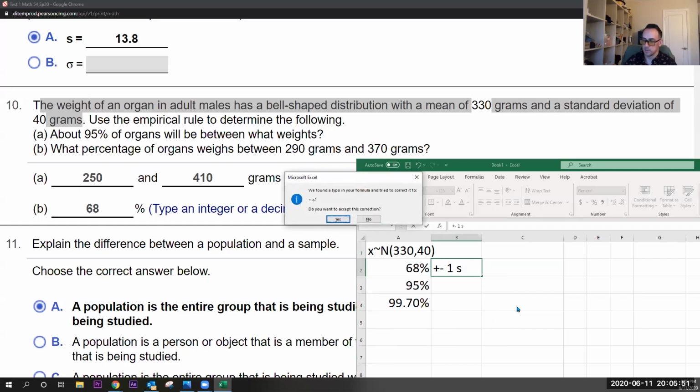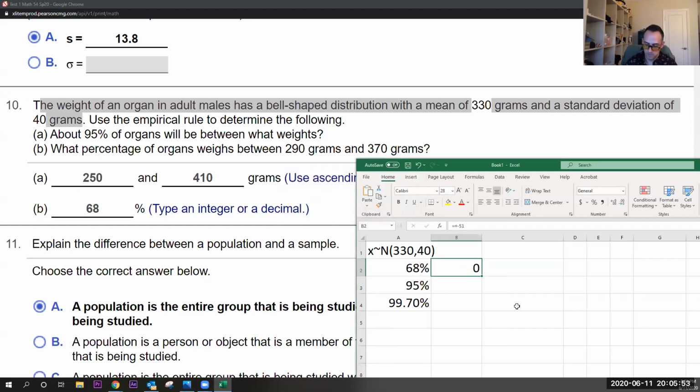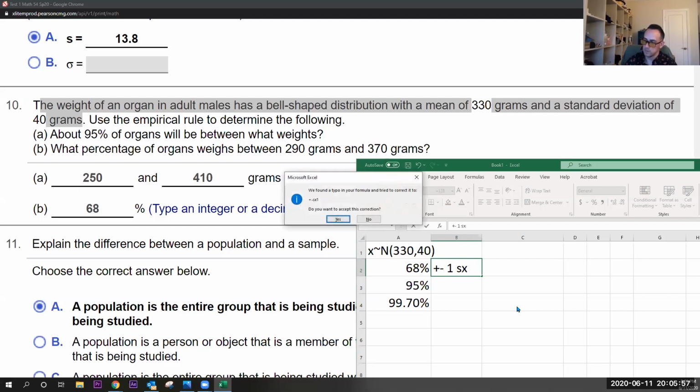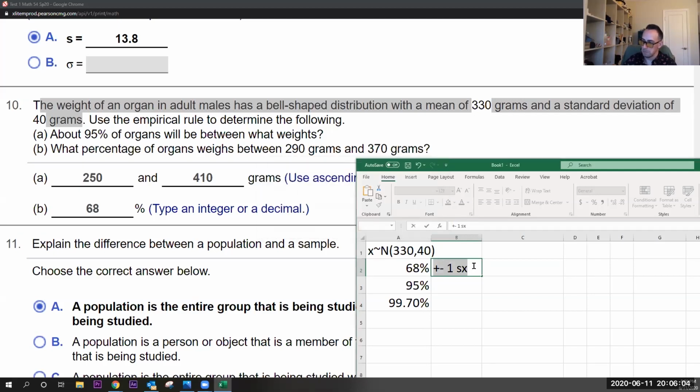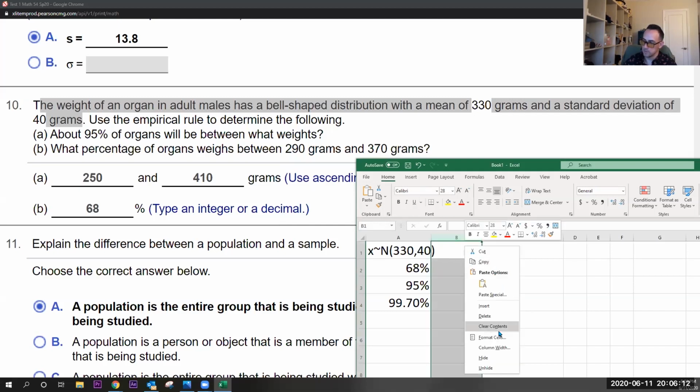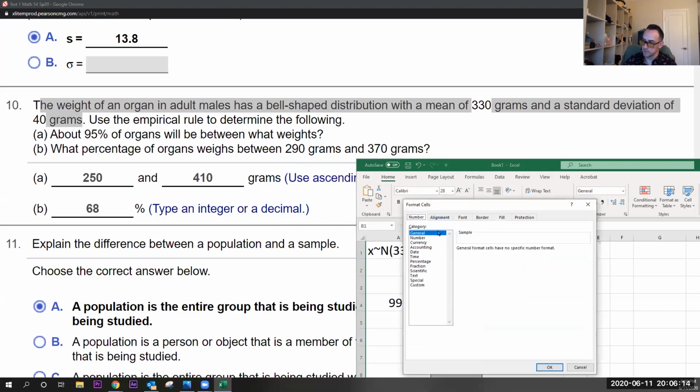We found a typo. No, don't do it. What are you doing? It's not wanting me to do stuff here. Format cells text.